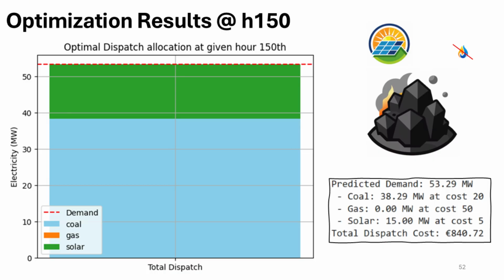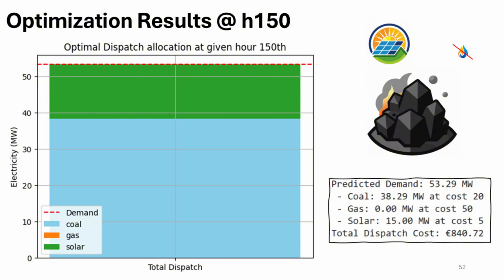The red dashed line at the top represents our predicted demand of 53.29 megawatts, which was provided by our SARIMA model. To meet this demand at the absolute lowest cost, the optimizer has made the following strategic allocations. Solar, green, dispatched at its maximum capacity of 15.00 megawatts.